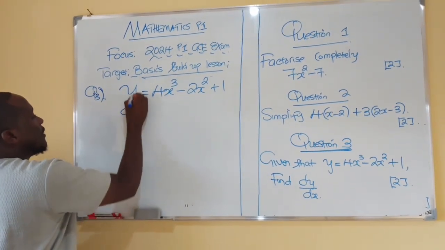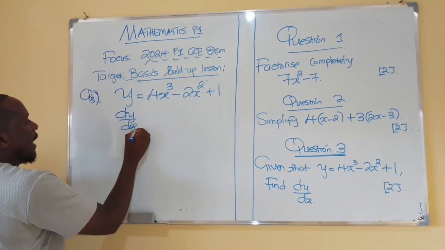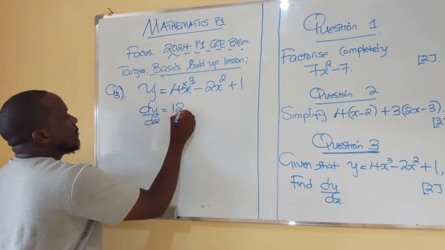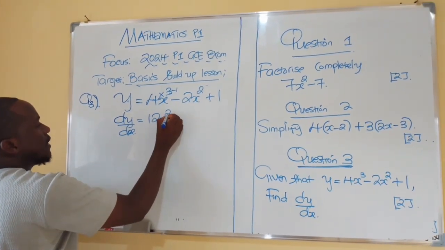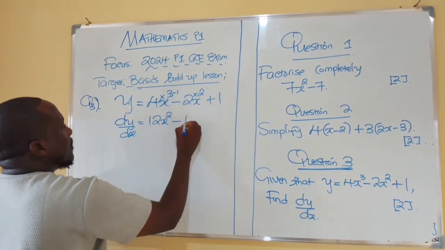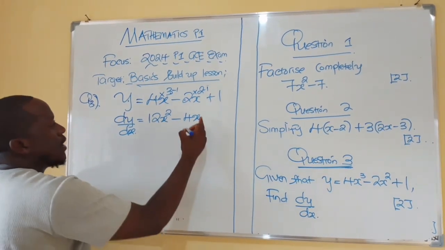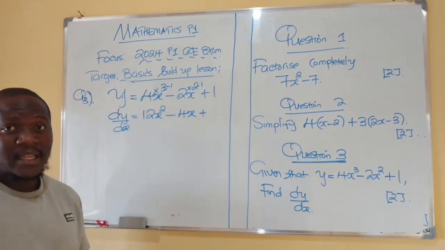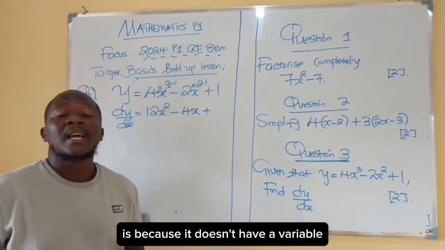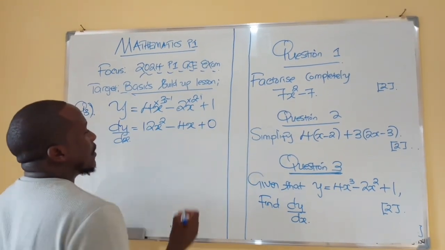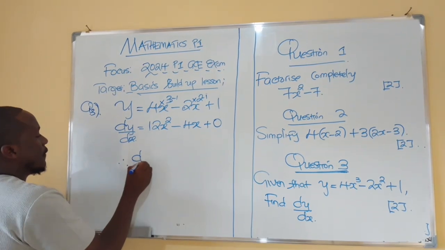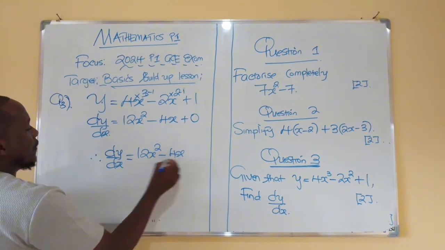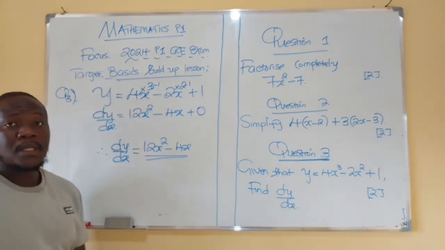So let's try to say we're differentiating y with respect to x. So this one is going to be 3 times 4. We're going to multiply here. 3 times 4, this is going to be 12, then x, then we subtract 1 here, which is a 2, minus, we multiply here. 2 times 2, this is a 4, and then x, 2 minus 1, we can't show a 1 here. Then plus, we cannot differentiate a constant. The reason we can't differentiate a constant is because it doesn't have a variable. So we can just put a 0. Either we can ignore it here. So we say, therefore, dy/dx equals 12x squared minus 4x, implying that 0 means nothing.